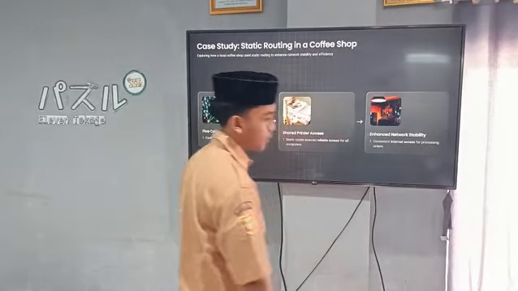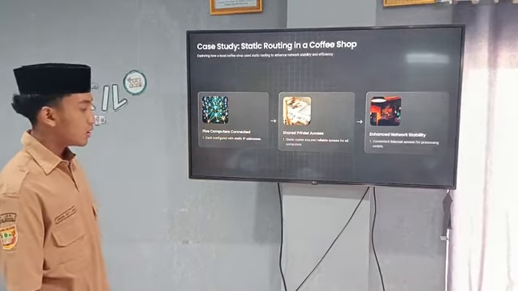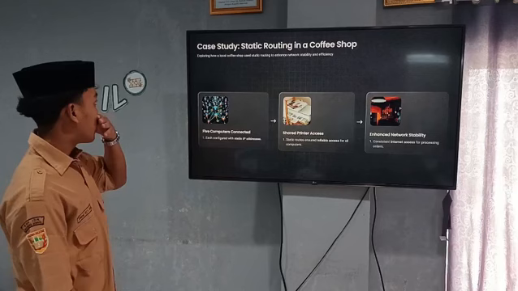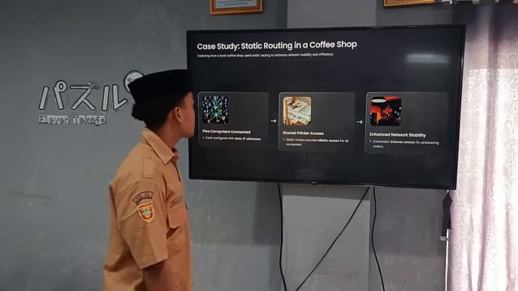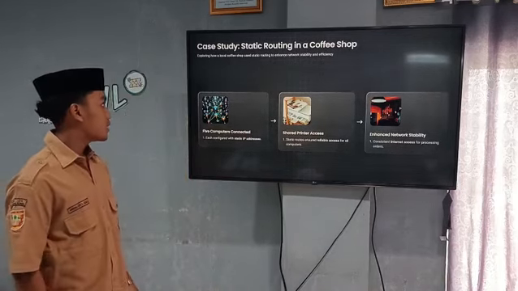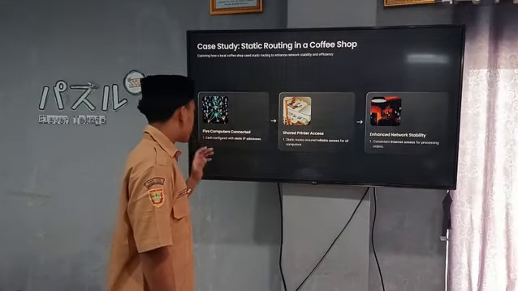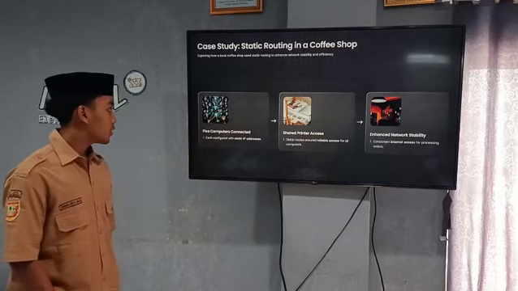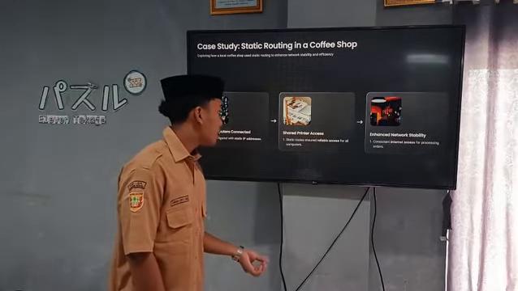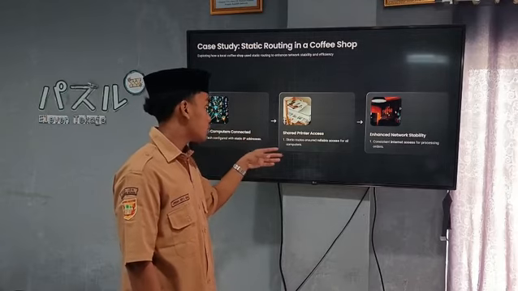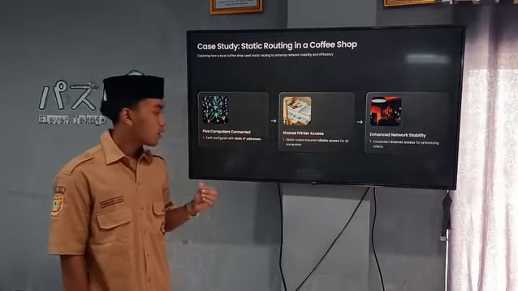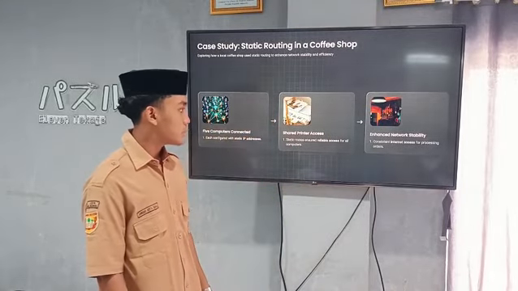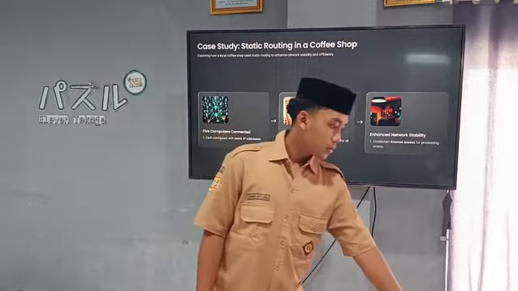So this is a short case study of static routes, for example in a coffee shop. Exploring how a local coffee shop uses static routing to enhance network scalability and efficiency. So this is an example: 5 computers are connected, each configured with a static IP address, and they share printer access. The static route ensures reliable access for all computers and enhances network stability, with consistent internet access for processing.